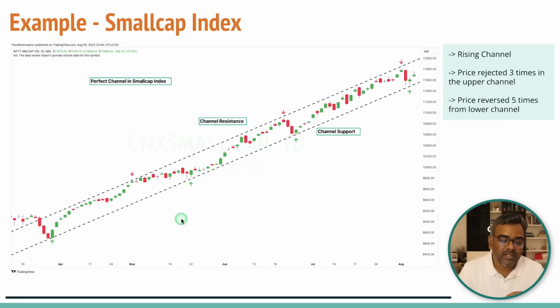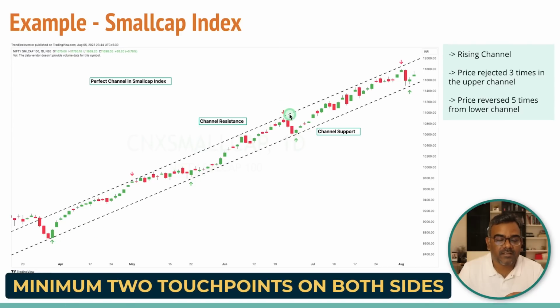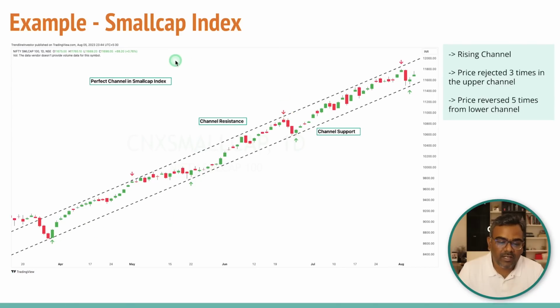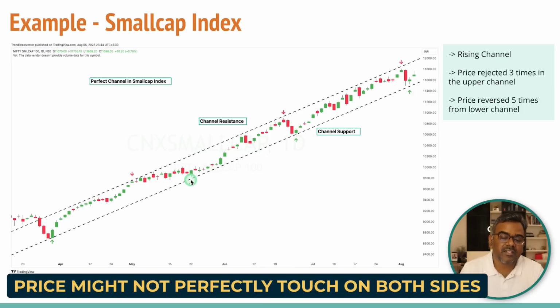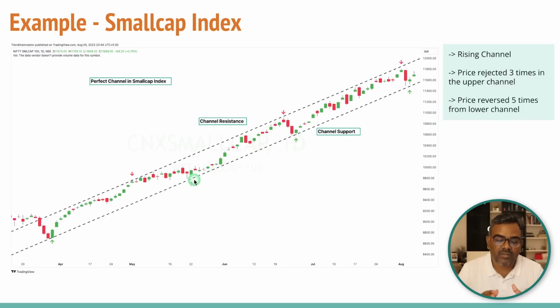The rule is you need to have at least 2 touch points on both sides, right? Now this is an example of the small cap index. How do you have to draw the channel? You take your trend line channel, parallel channel tool, you connect this point and this point, and then you drag it to the other side and connect these points. Now here, if you see, the price is not perfectly touching, that's totally fine. As I said, trend lines are a zone. It's not a single line, it's a zone. So you can draw another channel here to show that.